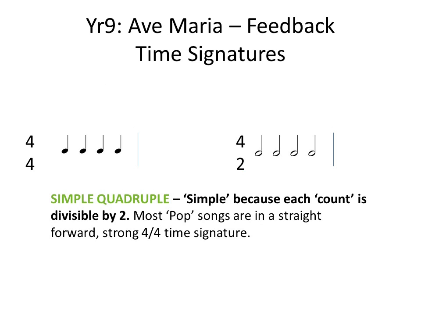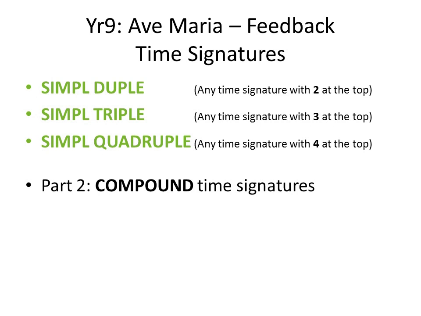These time signatures are called simple quadruple. Simple again because each count is divisible by 2, and quadruple because there are 4 counts in the bar, no matter what the note value is. Most pop songs are in a straightforward, strong 4/4 time signature. Simple duple, any time signature with 2 at the top. Simple triple, any time signature with 3 at the top. Simple quadruple, any time signature with 4 at the top.